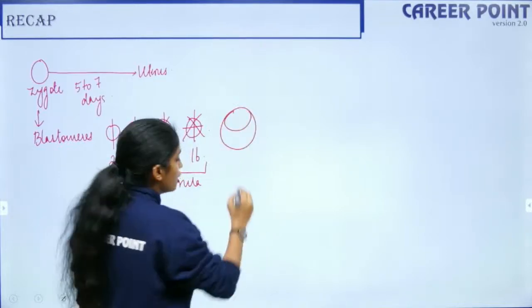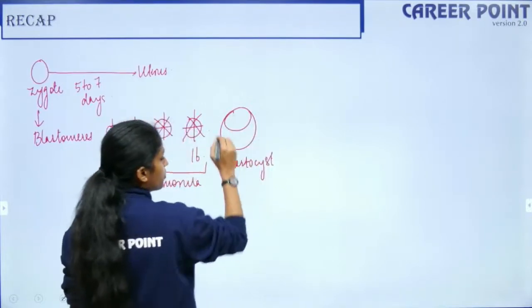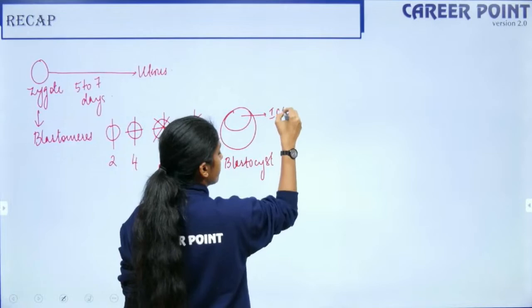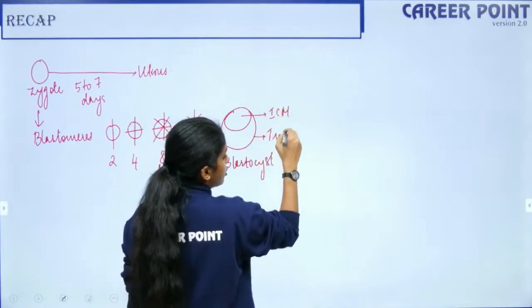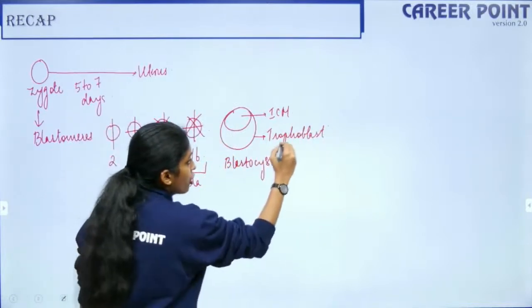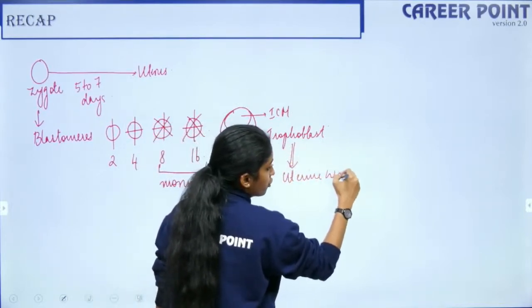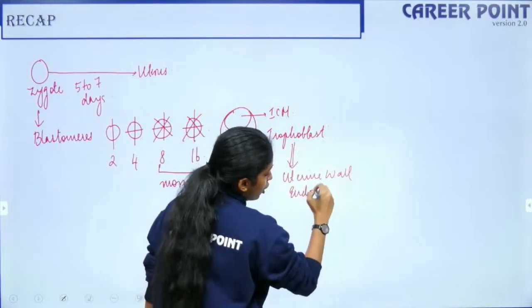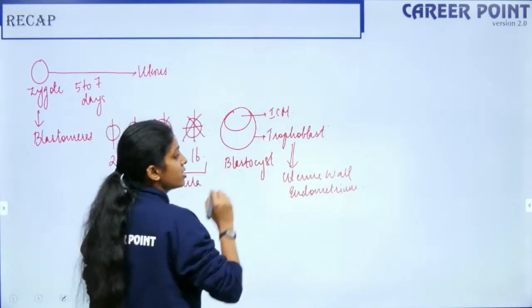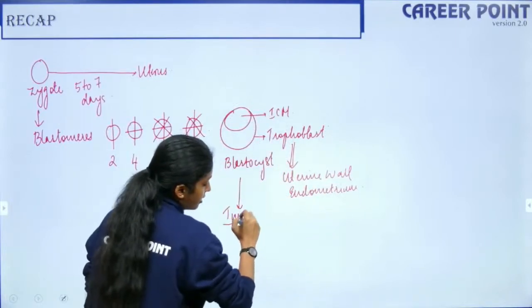It becomes like this. This is your blastocyst stage, the stage just prior to implantation. It has reached the uterus right now. This is known as your inner cell mass and this is your trophoblast. Now your trophoblast gets attached to the uterine wall. What layer of the uterus is present? The endometrium layer. Your trophoblast gets attached to the endometrial layer of the uterine wall. This step is known as implantation. So after the blastocyst stage, it gets implanted.